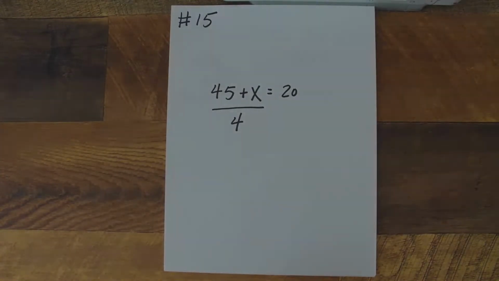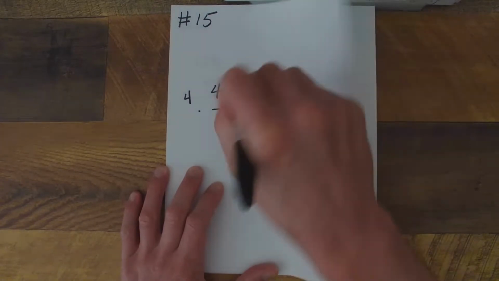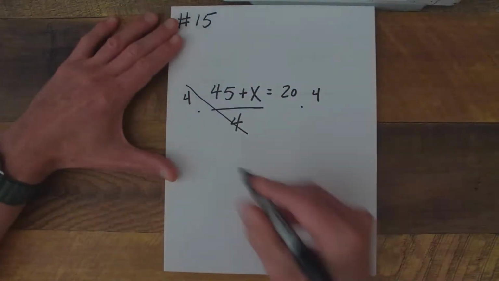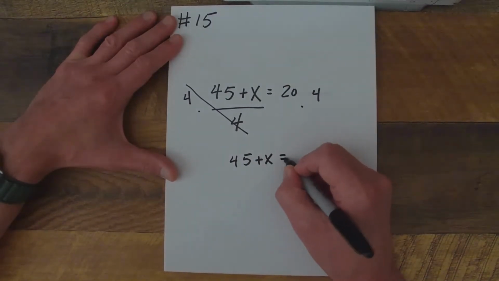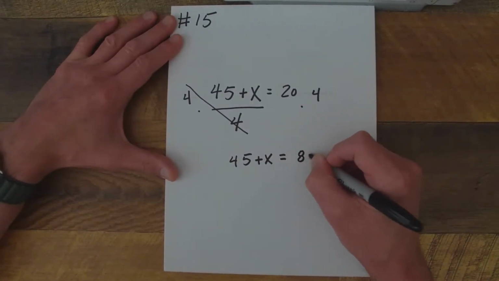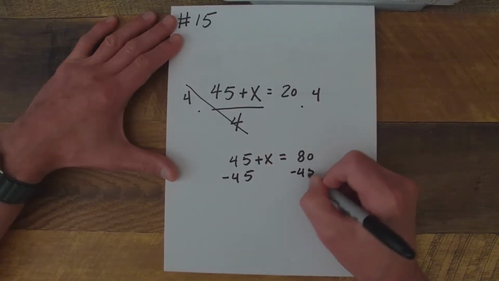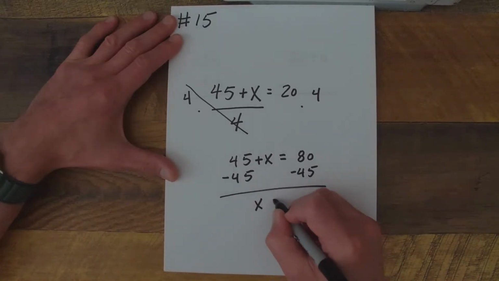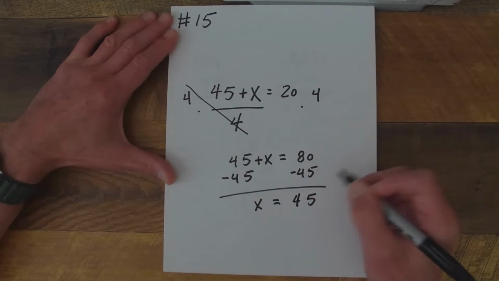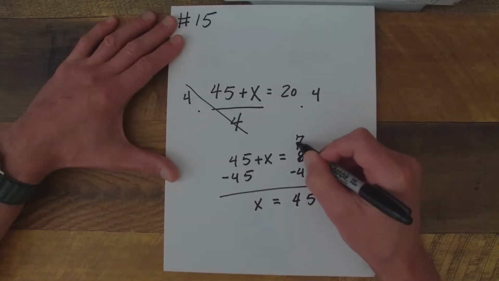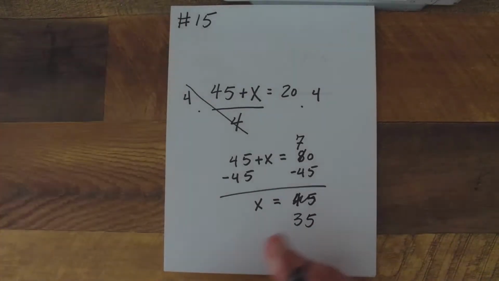So in order to solve this problem from here, let's multiply both sides by 4 so we can free up the denominator, or free up the numerator. 20 times 4, that's 80. And then subtract 45 from both sides. Oops, sorry, forgot to do this. I'm going to take that for a final answer of 35.